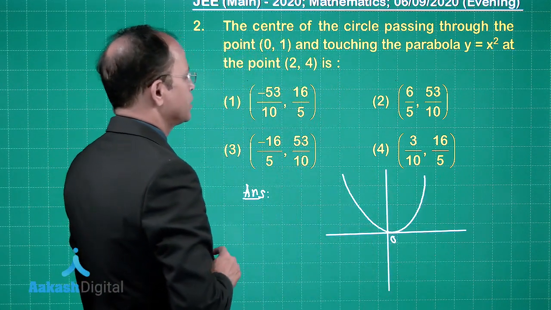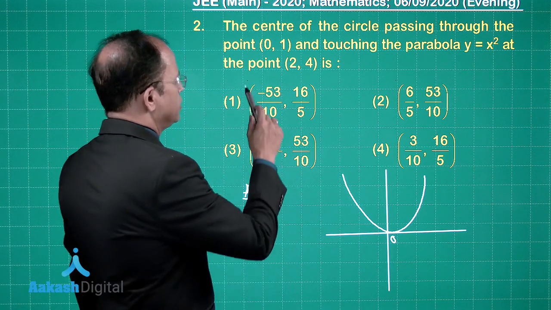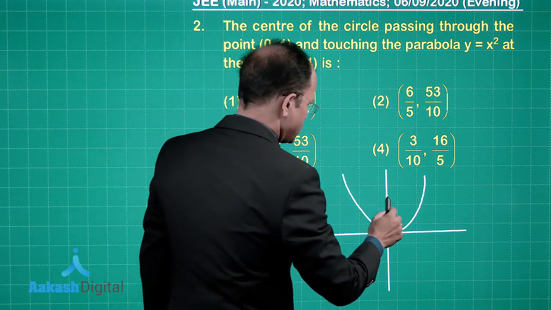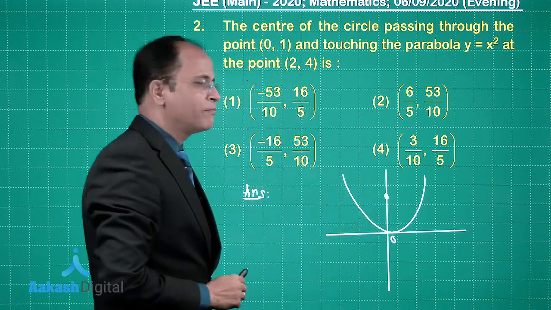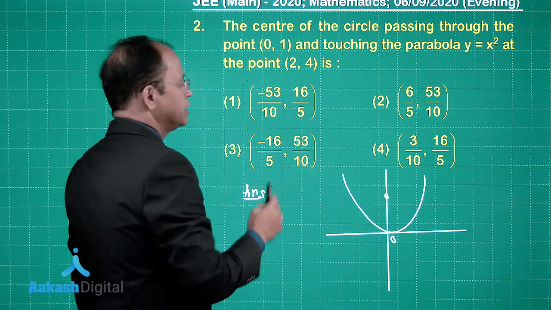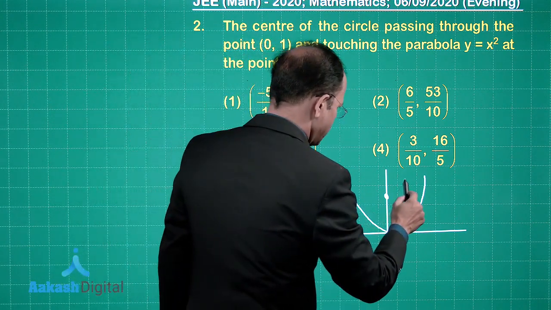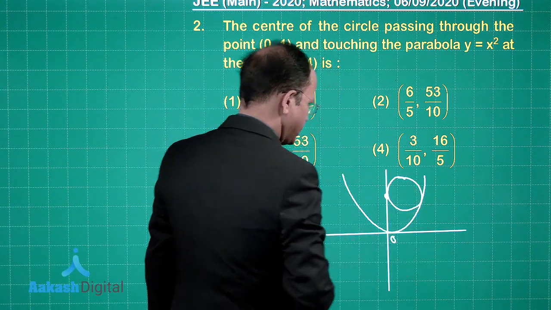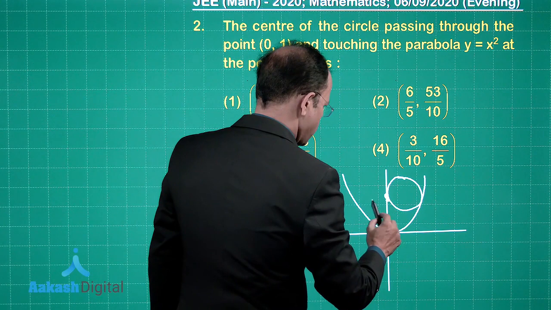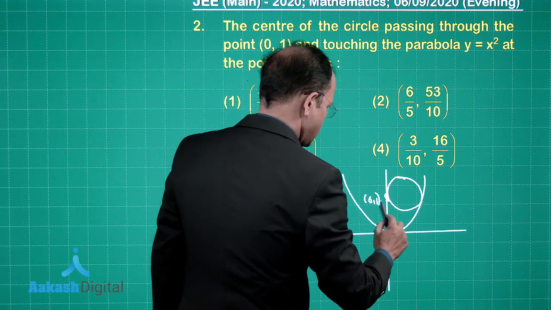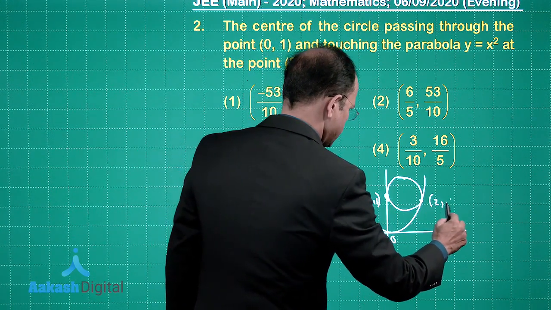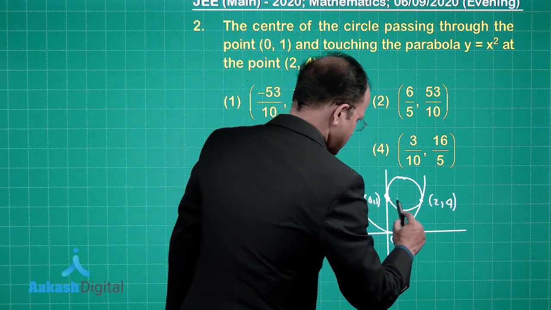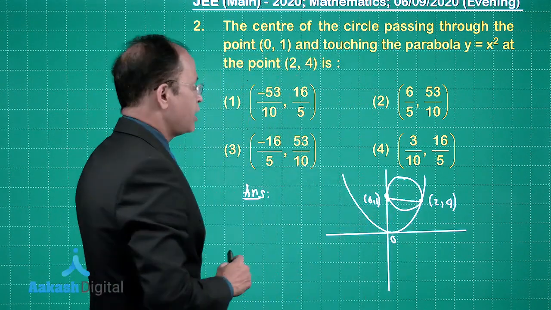And also if you see here, the circle passing through the point 0, 1. So there is a circle which is passing through 0, 1 and touching the parabola at 2, 4. So there is a circle I am talking about. So let me draw this circle like this, right? So this is what we have. So say this is 0, 1 and this is 2, 4 we have, right? Now if I join this, this is a chord we have.